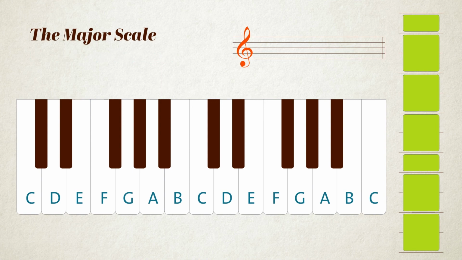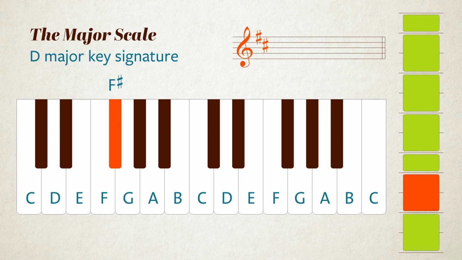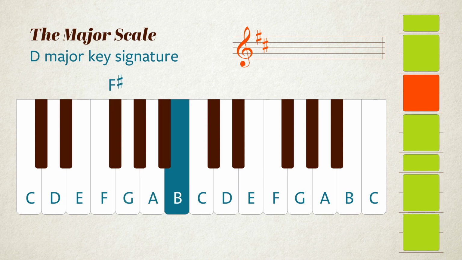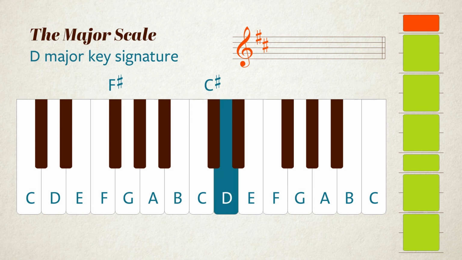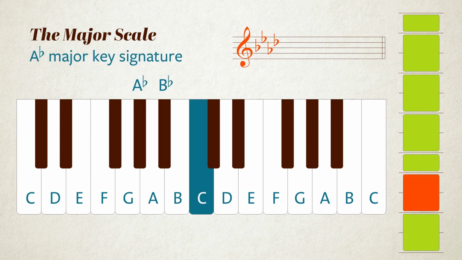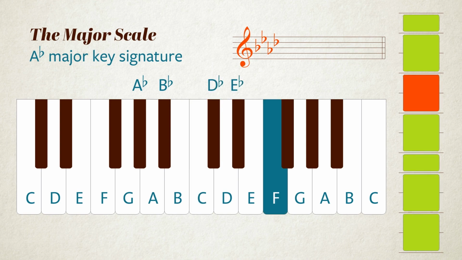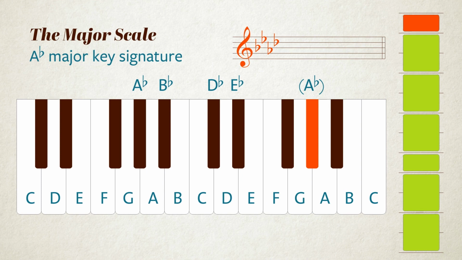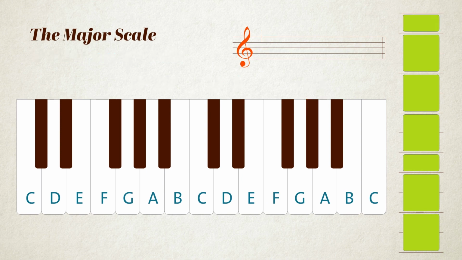You can even start on a black key, of course, and whatever note you start on will give you a different key signature, a different number of sharps or flats, in fact. Try starting on a D, and you should find you need two sharps, for example. Or start on A flat, and you'll need a total of four flats. Just remember to follow the sequence tone-tone-semitone, tone-tone-tone-semitone.